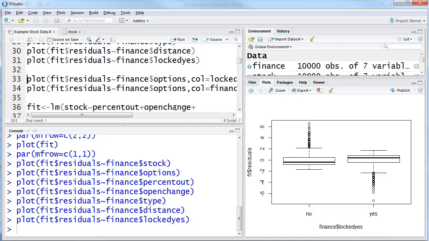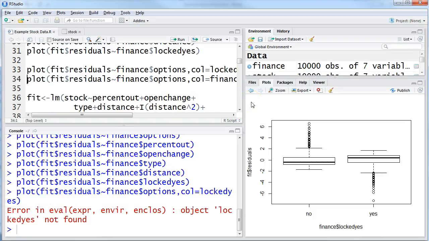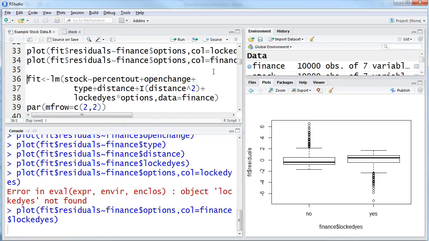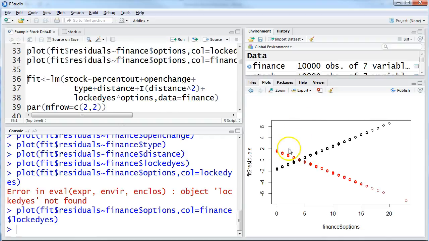Combine that with the fact that options seem to have 2 crisscross lines. I'm going to draw options. Oh, I remember I got this error. Locked yes, not found. Oh, because I needed to call it finance $ locked yes. Remember I told you I was going to try to leave my errors in? So there is the plot of options based on locked, and you can see that locked no looks one way and locked yes looks very different.